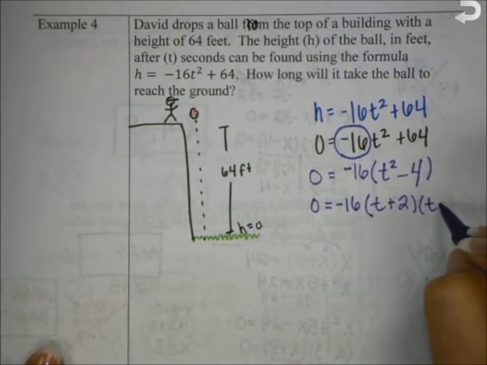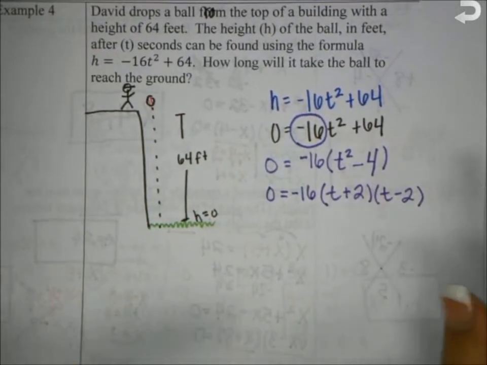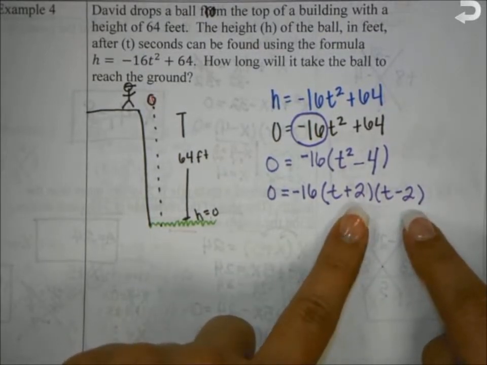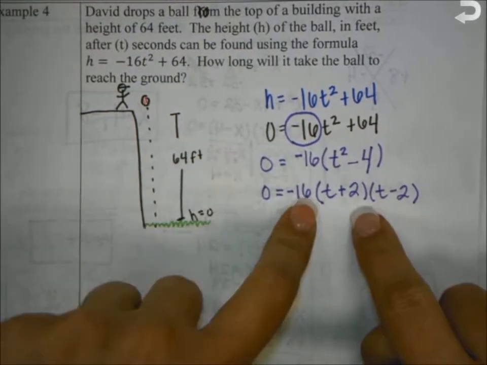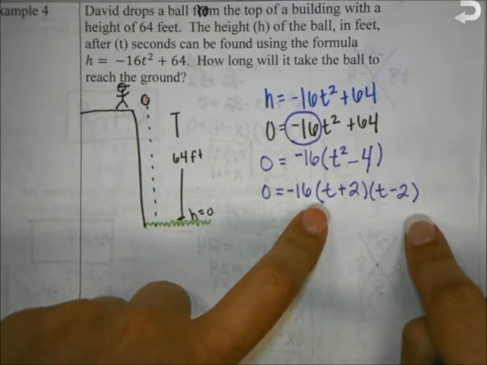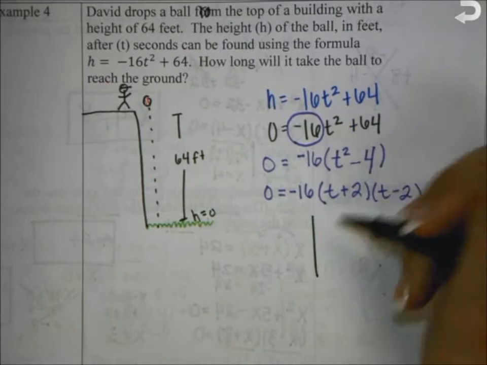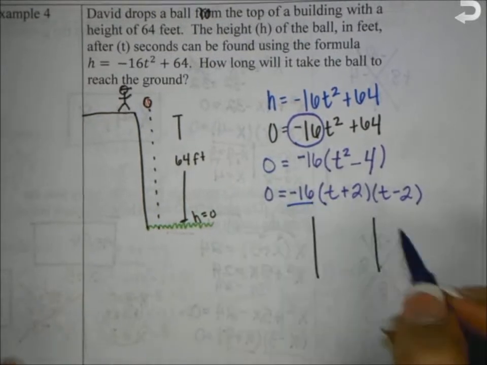Now I want to set each one of these equal to 0. But I have 3 terms here, so I'm going to set each one of those 3 equal to 0. So this time I'm going to have to do work 3 times. I know. Okay, so our first term is negative 16. Let's set that equal to 0. Can negative 16 ever equal 0? No, so we can throw that one out as a possibility.